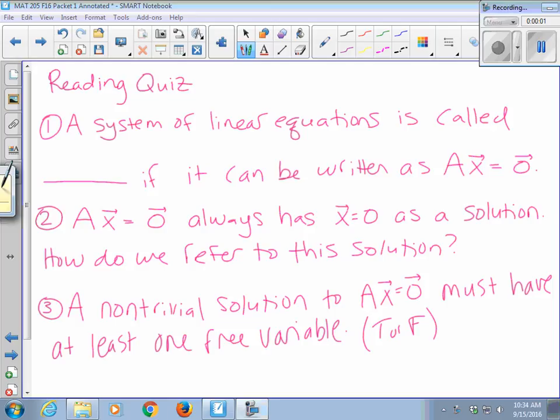A system of linear equations is called what if it can be written as AX equals 0? Homogeneous. And AX equals 0, the homogeneous equation, always has x equals 0 as a solution. What do we call that solution? Trivial. A non-trivial solution to AX equals 0 has to have at least one free variable in it. True or false? True.